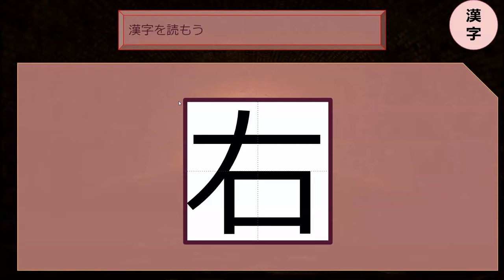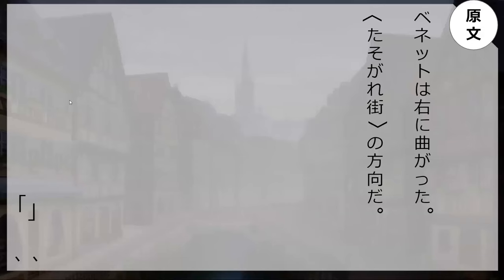Do you know what magaru means in this specific sentence? Futari ga kado o magaru. Two people, they magaru at the kado. Right. So they turn the corner. Exactly. Two people turn the corner. Perfect. Do you know how to read this kanji? Migi, as in right. Perfect. Okay, let's go read the sentence.